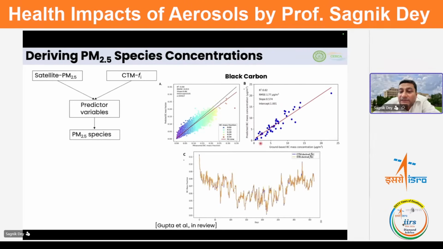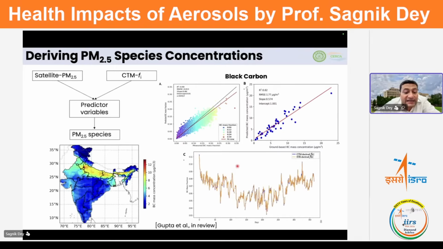And you can see the predicted black carbon mass concentration versus actual measurements at ground level. Again, we achieved a very high R square value. The slope is very close to 1. There is some underestimation, but overall there is quite a reasonable prediction. And for sites where you have long-term data, you can also see that the model is able to predict the temporal pattern quite reasonably.